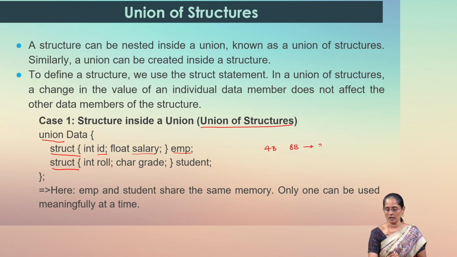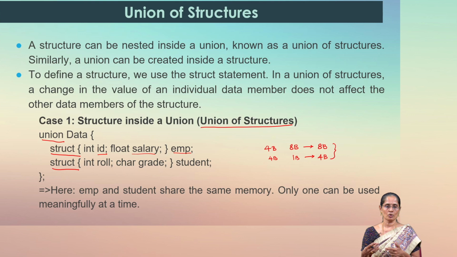So, 8 bytes will be the size of EMP, and the second one we can see roll number of integer, 4 bytes, and character, 1 byte. So, the size of student will be 4 bytes. Out of these two, the member which occupies the largest memory space will be EMP. So, EMP size will be the size of the union. Here we can see an interesting concept: the employee entity is different and the student entity is different, but we can use the same memory space for handling more than one entity, which is an interesting concept of using unions in C.